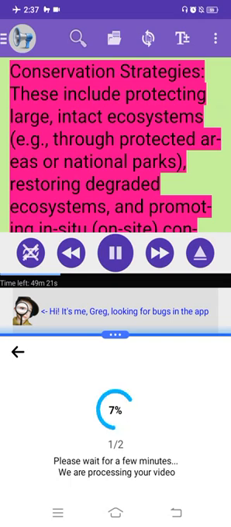Conservation strategies. These include protecting large, intact ecosystems, e.g., through protected areas or national parks, restoring degraded ecosystems, and promoting in situ, on-site conservation and ex situ, off-site conservation in zoos or seed banks.